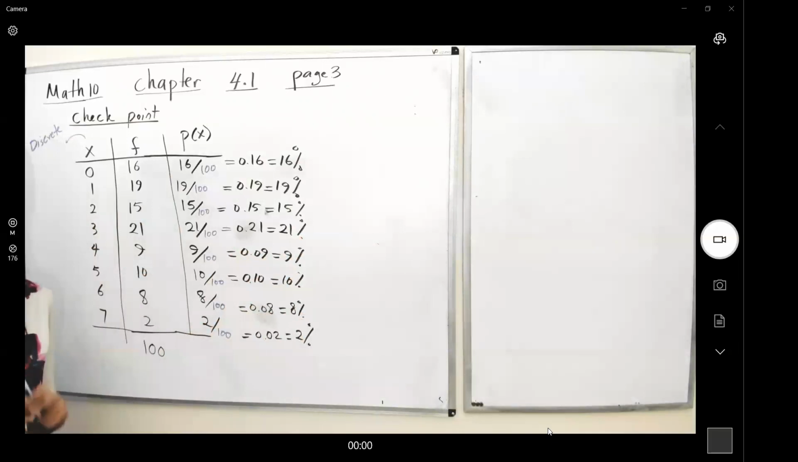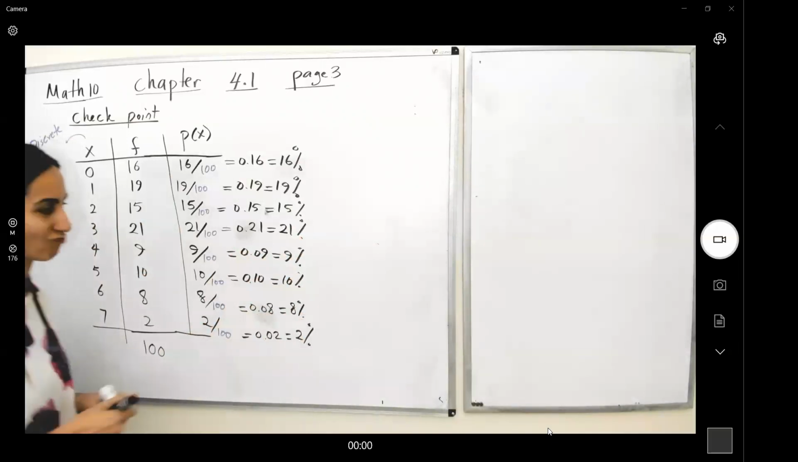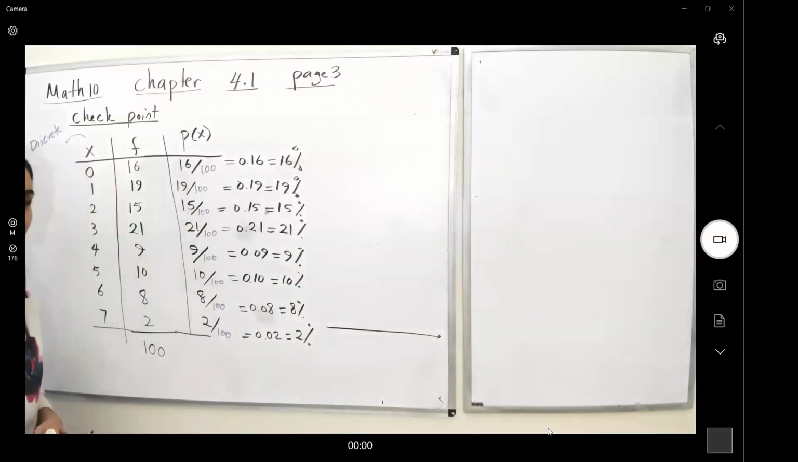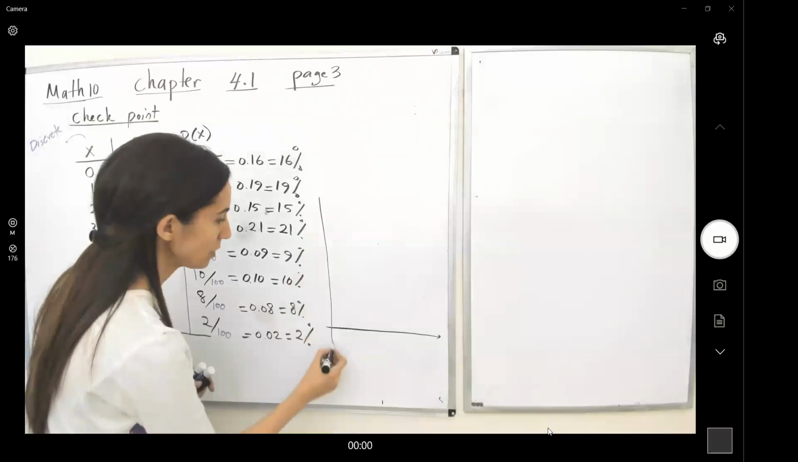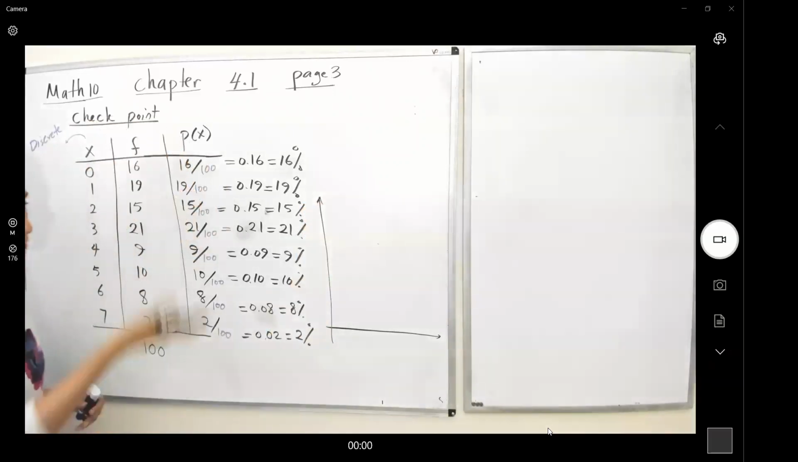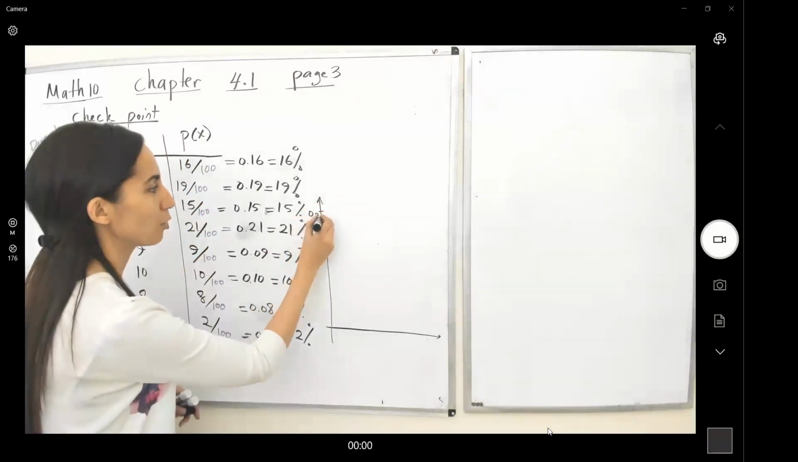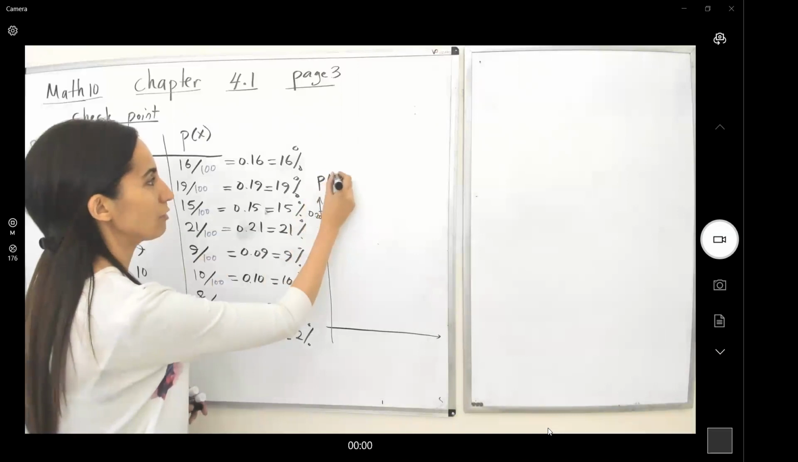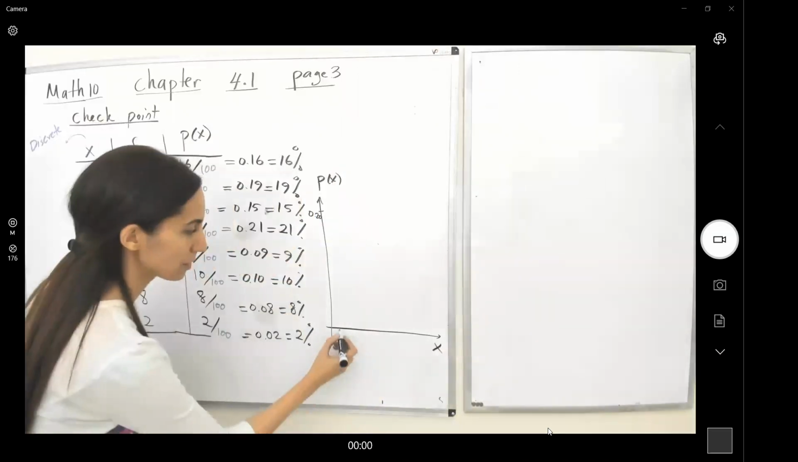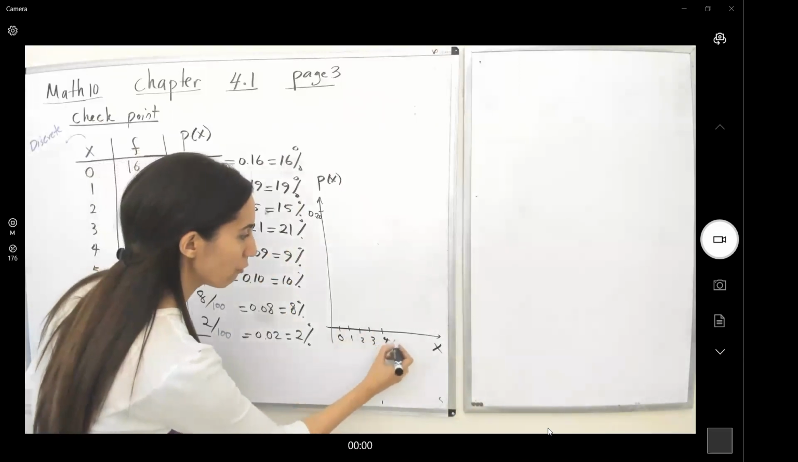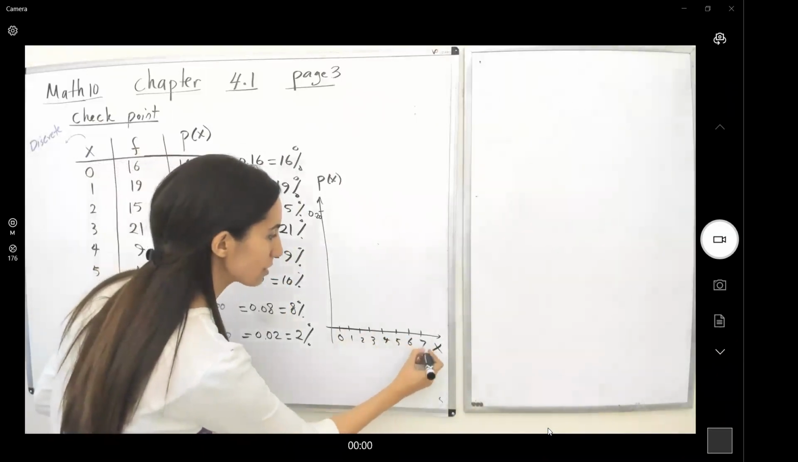Okay, how do you graph this? On the horizontal axis, you have your X values, 0, 1, 2, 3, 4, 5, 6, 7. And on the vertical axis, the maximum percentage is 19. So let us scale it to 20, 0.20. This is your P of X. This is your X. So 0, 1, 2, 3, 4, 5, 6, and 7.